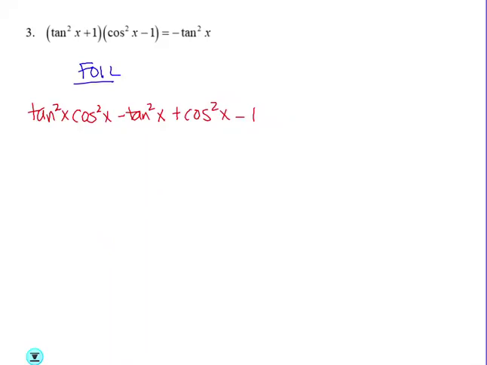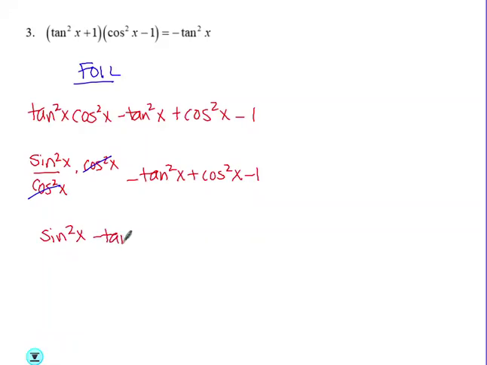Now I'm going to change to sines and cosines so I can simplify this. So I have sine squared of x over cosine squared of x times cosine squared of x minus tangent squared of x plus cosine squared of x minus 1. So my cosine squared of x's cancel out, and I have sine squared of x minus tangent squared of x plus cosine squared of x minus 1.